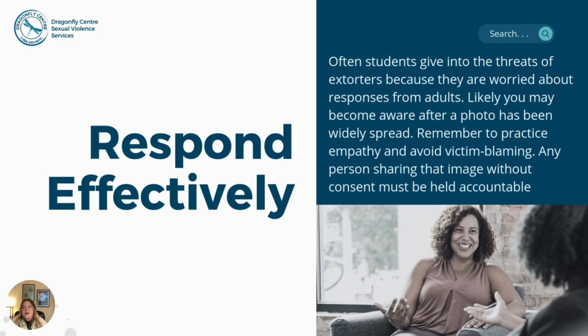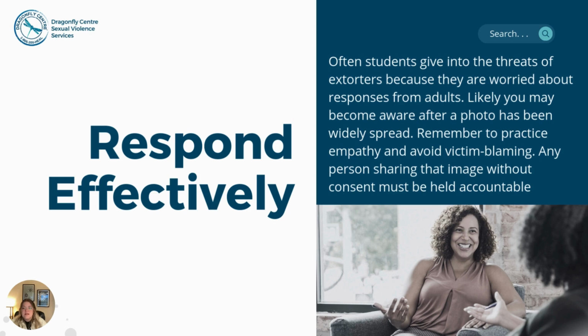Students facing online child sexual exploitation often feel trapped and afraid to seek help. Many victims comply with the extorter's demands out of fear, often because they are worried about how adults around them will react. Educators must respond to disclosures with empathy and avoid victim blaming. When responding to a disclosure, keep in mind that empathy is essential, acknowledging the student's feelings and letting them know that they are not alone.